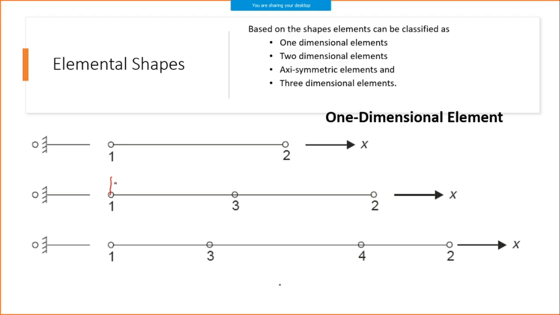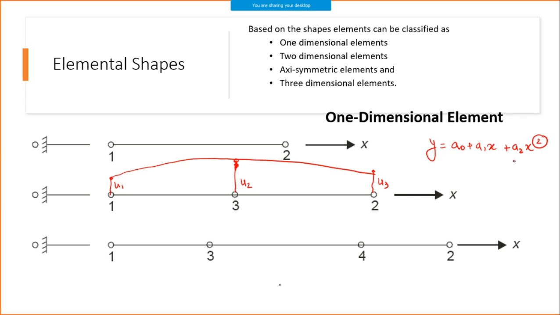So I will have a deformation U1 here, then I may be having a U2 here, maybe a U3 here like this. Obviously, if you connect these 3 points in space, it will be on a curve, and that curve is called a quadratic equation. It is represented by the equation y = a0 + a1x + a2x², where the power is 2. That's also called a second order polynomial. So this type of element is called a quadratic element.